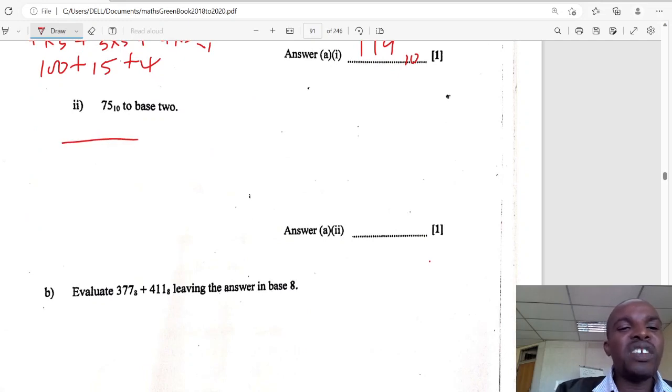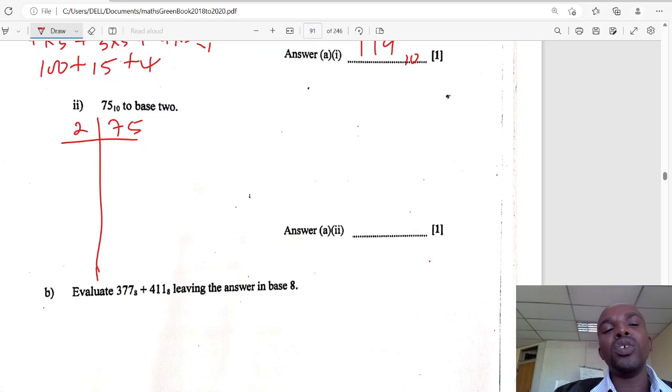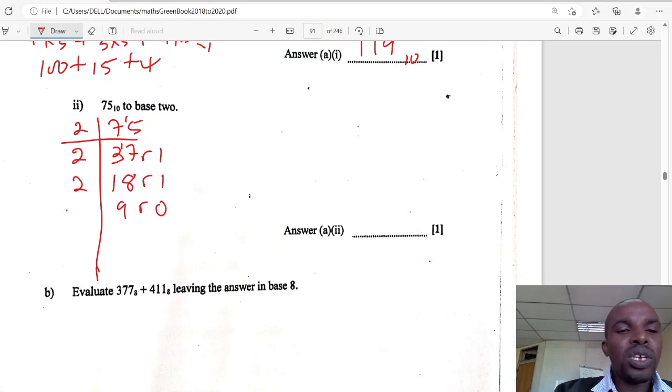If we are converting from base 10 to other bases, we divide by the base. In this case, it's base 2. So you put 75 and divide by 2. 2 into 75 is 37, remainder 1. 2 into 37 is 18, remainder 1. Then 2 into 18 is 9, remainder 0. Then 2 into 9 is 4, remainder 1. Then 2 into 4 is 2, remainder 0. Then 2 into 2 is 1, remainder 0. Then 2 into 1 is 0, remainder 1.